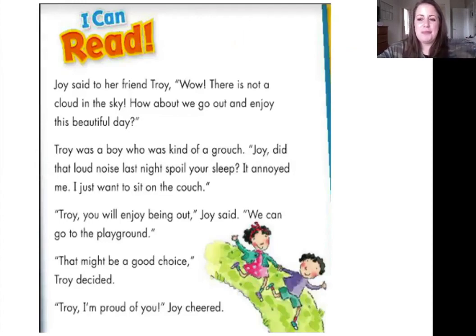Okay, here we go. Joy said to her friend Troy, "Wow, there is not a cloud in the sky. How about we go out and enjoy this beautiful day?" Did you hear how my voice went up and down? I challenge you after we're finished reading this passage to go back and reread again and listen to your voice and see if you can hear it go up and down. That is what we mean when we say reading with expression.